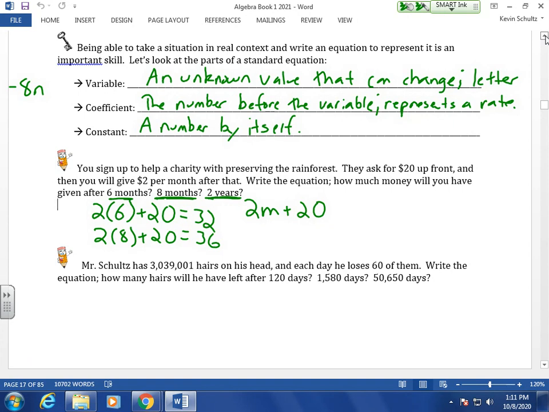Okay. Hold on. Let's let someone else jump in. For 2 years now, what do we have to do for that, Linnea? 2 years is 24 months. Good. We do have to convert from years to months because that's the unit our variable represents. That's why I used m there, right? Because we are talking about a certain number of months. So 2 times 24 plus 20. After 2 years, you've donated $68.